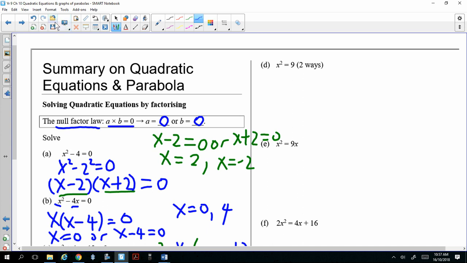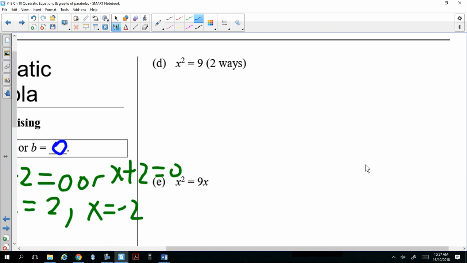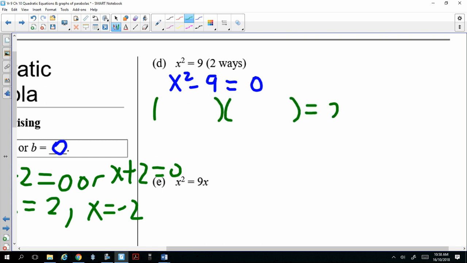Okay, now for D, there are two ways. Let me show you both ways. The first way is to move the line to the other side and put it in standard form. And when you put it in standard form, how do we factorize? I'll ask the student. If we haven't asked Tom. Yes, x minus 3, x plus 3 is a difference of two squares. Very good. And then you can get x equal to 3 or negative 3 by the null factor law.